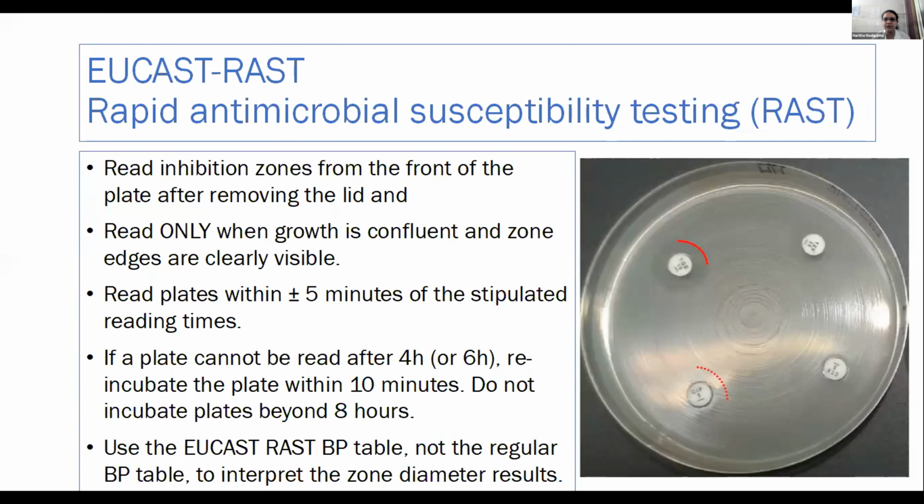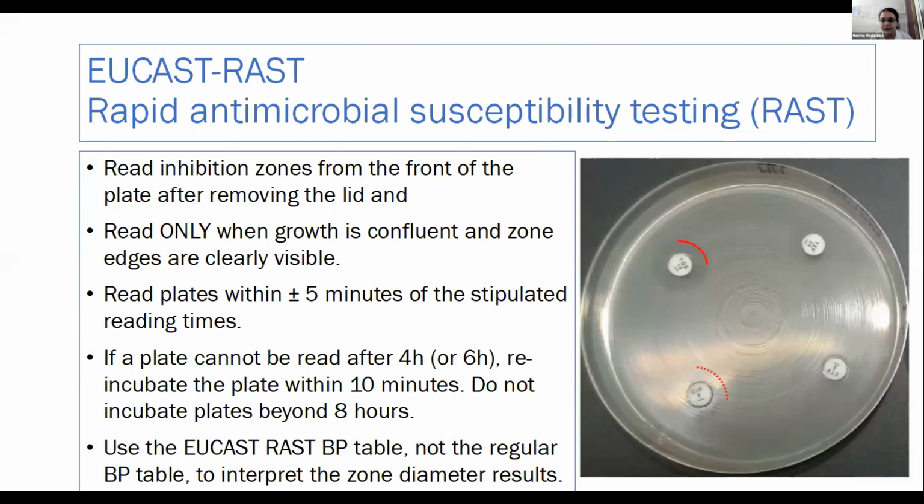And if you find the clear zone, then you can take the reading and you can give the DST. But if you still find the zones are fuzzy, EUCAST tells that after 8 hours, the plates should not be further incubated. So you cannot take the reading, you cannot further incubate the plates after 8 hours. So at this time, the zones are still fuzzy, you cannot take the readings. So you have to wait for the AST, that is from the colony which AST you have done. You have to wait for the AST result only, and this DST result cannot be given.